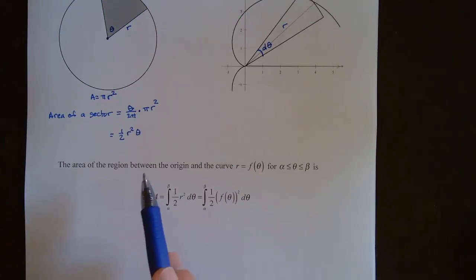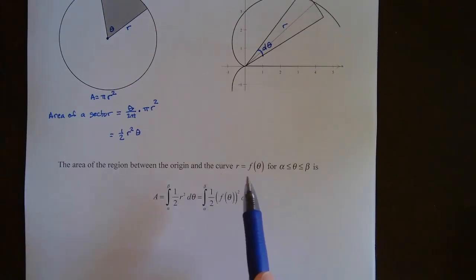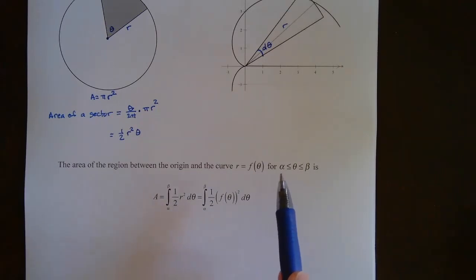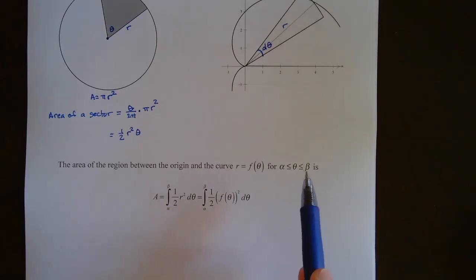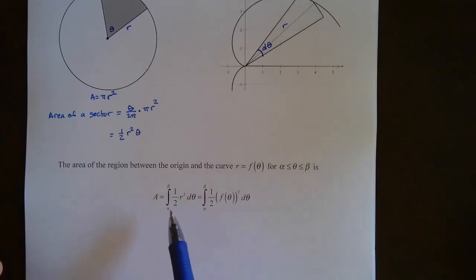The area of the region between the origin and the curve r equals f of theta, for alpha less than or equal to theta less than or equal to beta, so this is like your a and b for rectangular coordinates, would be the integral from alpha to beta of 1/2 r squared d theta. And then this r, like I said earlier, a lot of times we'll have r in terms of theta, like r equals sine theta or something like that. So we're going to be able to rewrite this r as a function of theta. So that's what this is.